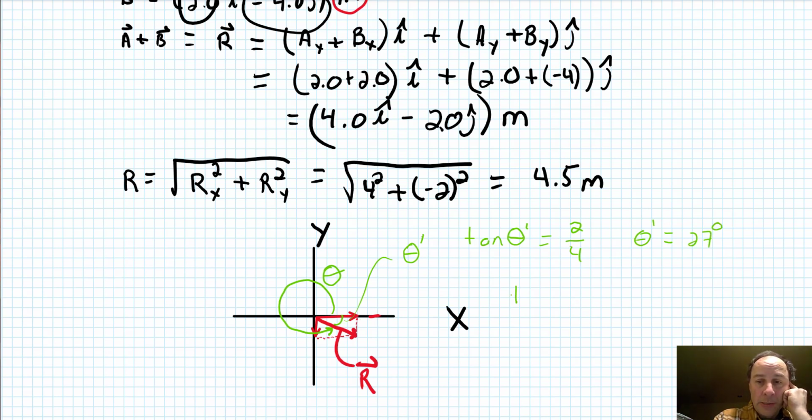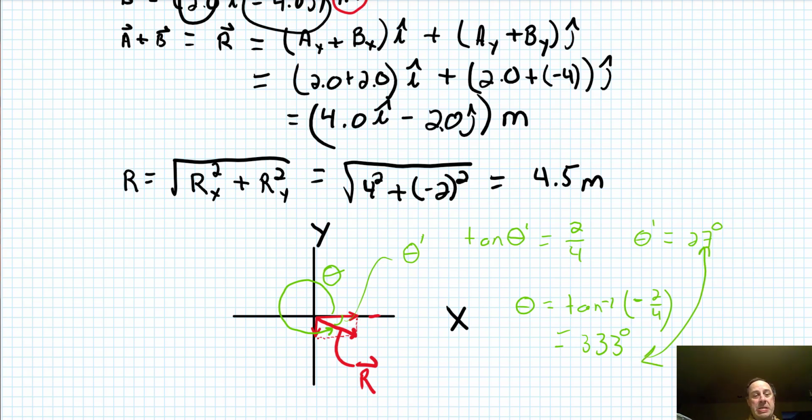If I look at theta equal tan minus 1 of minus 2 over 4, what I end up with is about 333 degrees, which makes sense. These two should add up to 360. Okay, so just as long as you clearly define what you're talking about, you're all set.